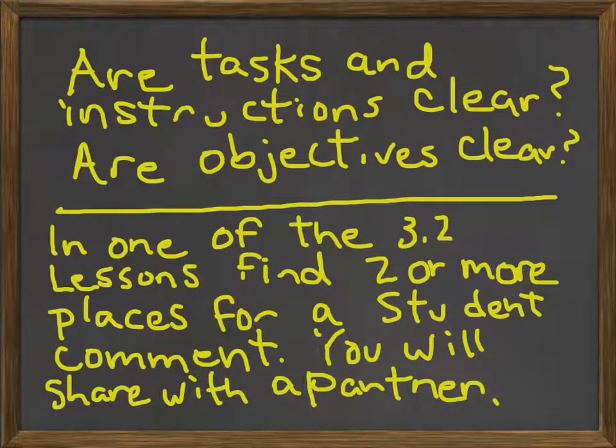So basically, when I'm reading in what I've called the student voice, are tasks and instructions clear? Are objectives clear? And does it make sense from a student point of view? You'll have the lessons from 3.2 in front of you, and I'd like you to find 2 or more places for a student-centered comment like the ones above. You'll get a few minutes to do that, and then a few less minutes to share that with a partner, and we'll end this part with a brief whole group discussion.